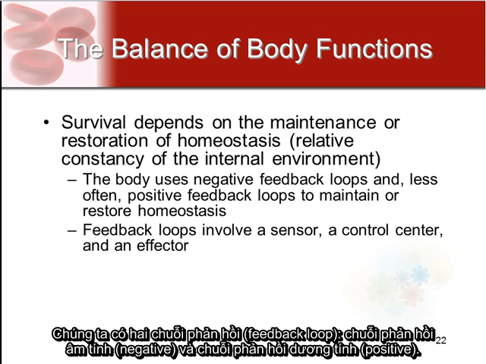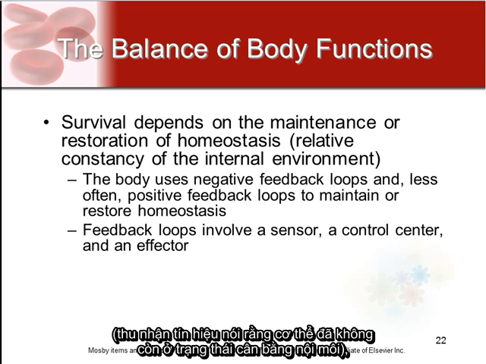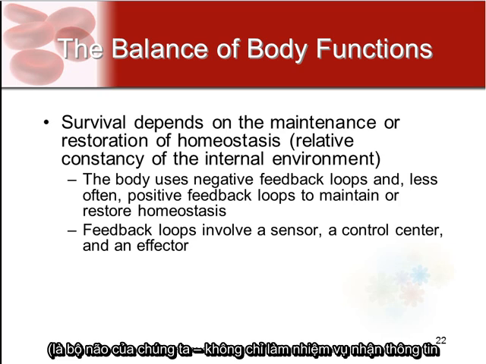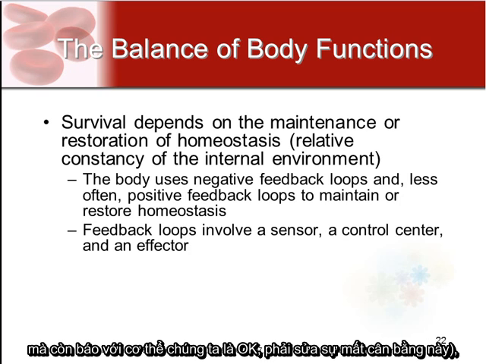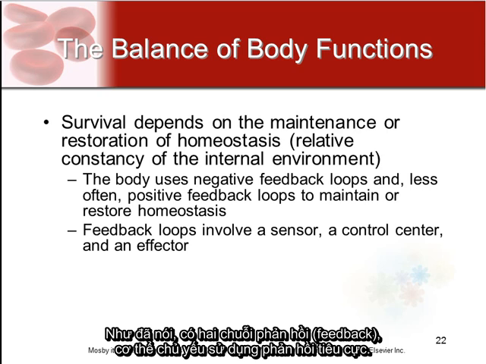So we use 2 different feedback loops. There's a negative feedback loop, and then very rarely we use a positive feedback loop. And these feedback loops involve sensors. So there has to be something to pick up the signal that says you are no longer in homeostasis. There's a control center, which is almost always our brain. It takes in the information and tells our body, okay, this is what we have to do to fix it. And then there's the effector. That's where the control center sends the message to do whatever they have to do to fix or restore or maintain homeostasis.